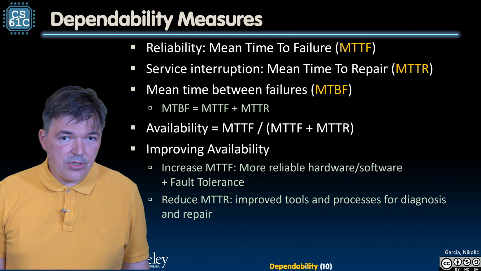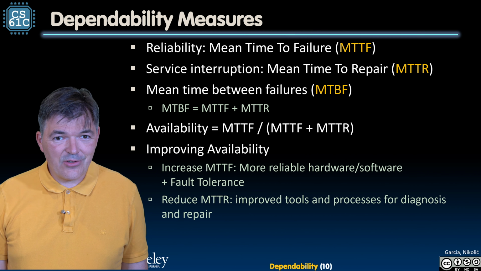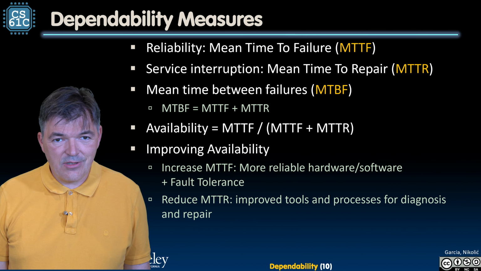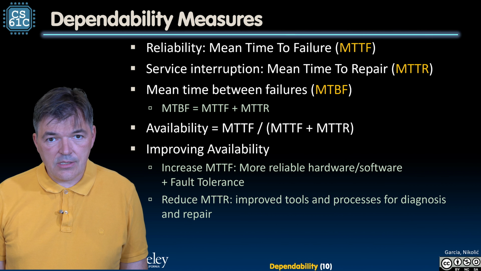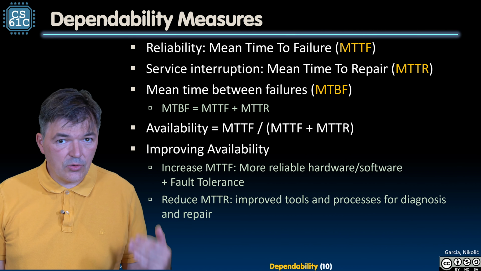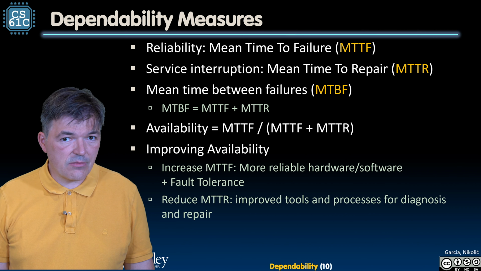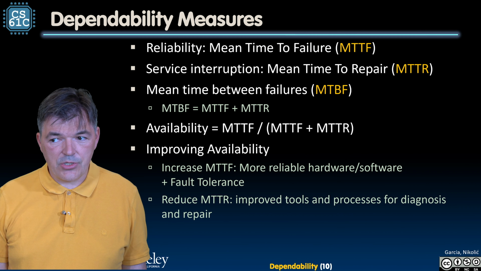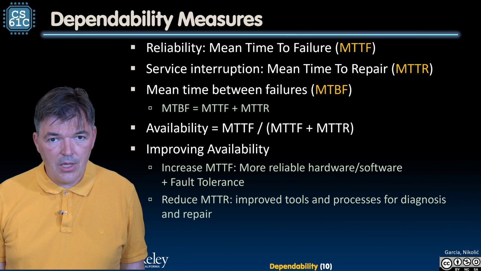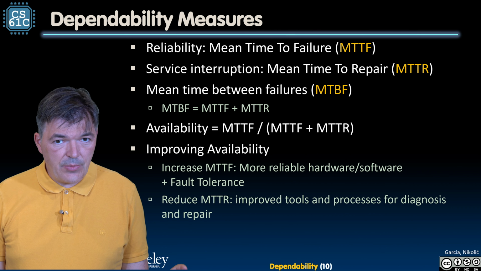The other approach, reducing the denominator, is to reduce the MTTR, mean time to repair. Basically, it's about improving the tools that detect that something is not working quite right in the system and bring it back to the normal mode of operation. So that's about dependability measures.